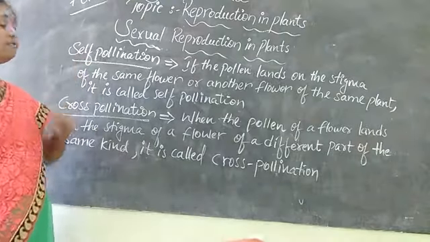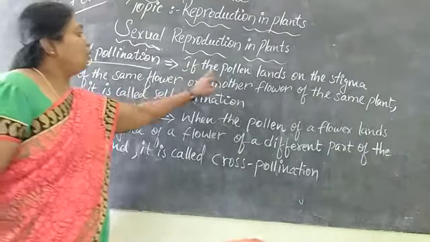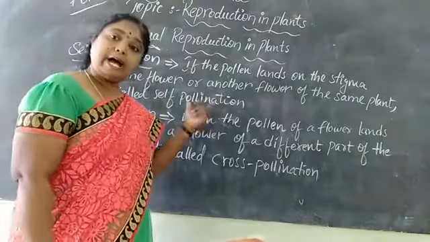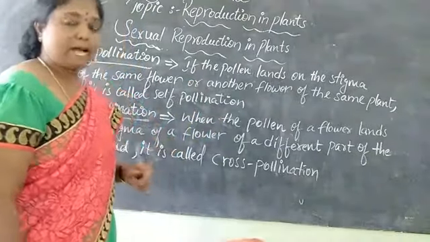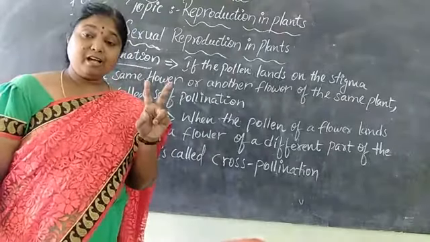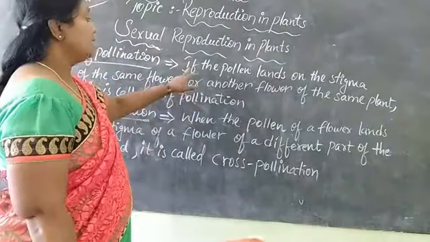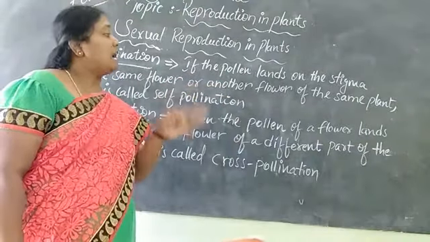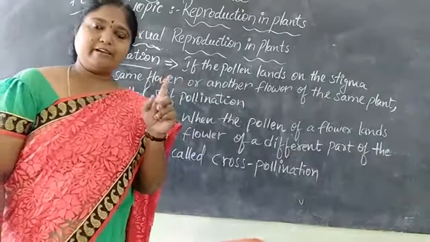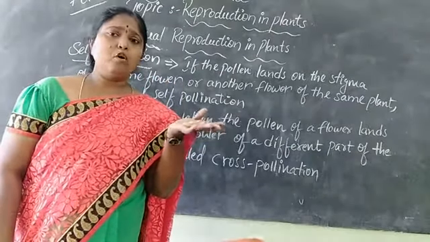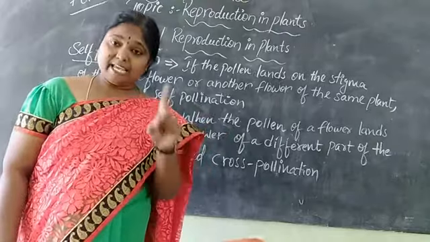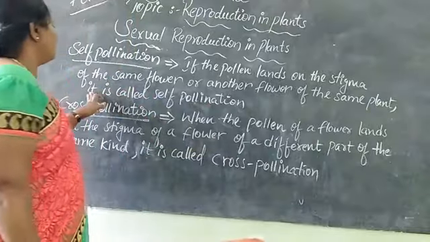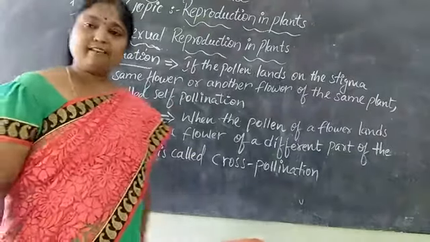What is self-pollination? If the pollen lands on the stigma of the same flower or another flower of the same plant. So here it should be the same plant, but the pollen lands on the stigma of the same flower or another flower. If you take one plant, maybe there will be more flowers. So the same plant can have different flowers also. This process we call self-pollination.